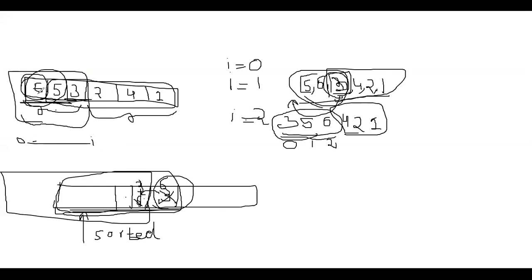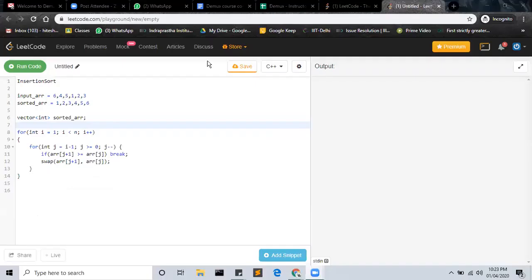So what happens is, let's say i equal to 0, so I just have one element in my subarray. So this subarray is sorted. When i is equal to 1, then I have two elements in my subarray, 6 and 5. Now I sort these two, 5, 6. When i is equal to 2, I have three elements, 6, 5, 3. So I sort these three, 3, 5, 6. Then I move to i is equal to 3. So then I sort these four elements. Okay, got it, ma'am.